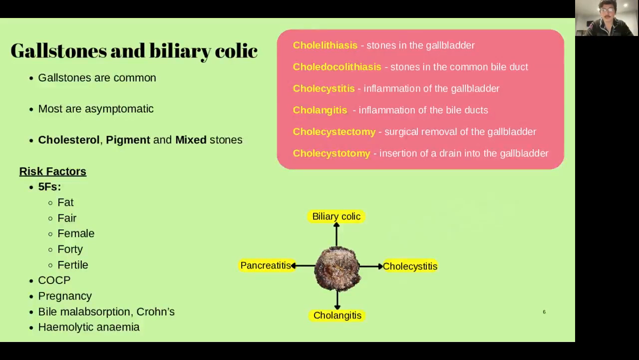And gallstones, as we can see in this sort of diagram, can cause biliary colic, they can cause cholecystitis, cholangitis, and pancreatitis, and we'll come on to all of those. But it's a problematic little thing, the humble gallstone.